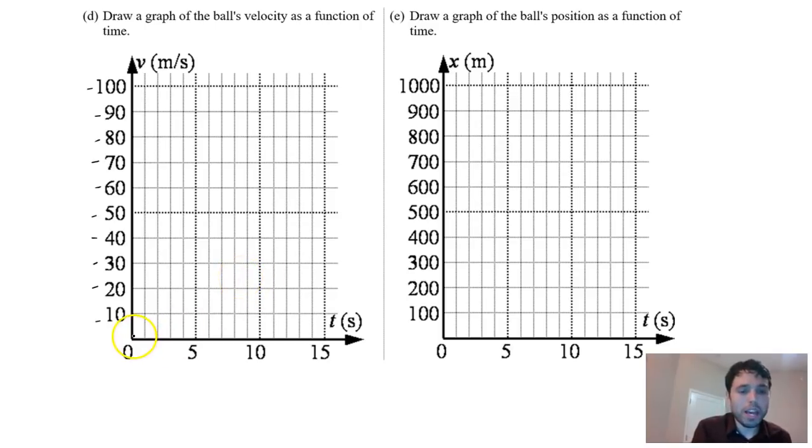So we are speeding up. We have an acceleration of -10 for 8 seconds, and then we stop. So I'm going to go find 8 seconds. That's right here, and go up to about -80. I'm going to draw a straight line, straightish, down to the origin there.